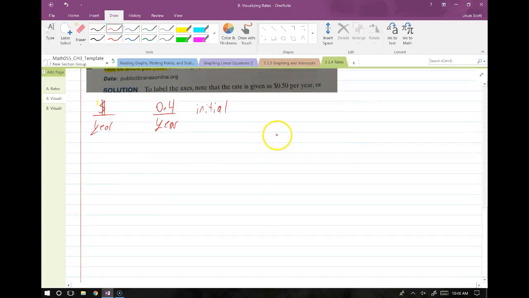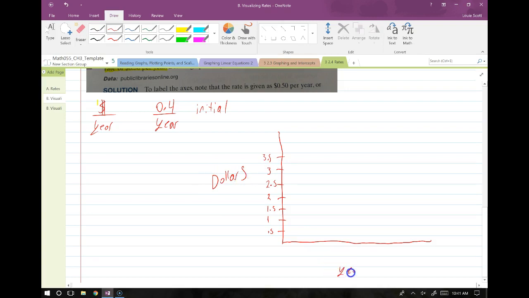Okay, so let's go ahead and make our axes, and then we're going to deal with our points. Pretend that these are super straight and in a right angle. Since this increases at 50 cents per year, I'm going to scale my tick marks to 0.5 each, and we'll call this dollars. So I have $0.5, $1, $1.5, $2, 2.5, and so on. On the bottom I'm going to put years, because years is in the denominator and dollars is in the numerator. That's why I'm arranging it like this.